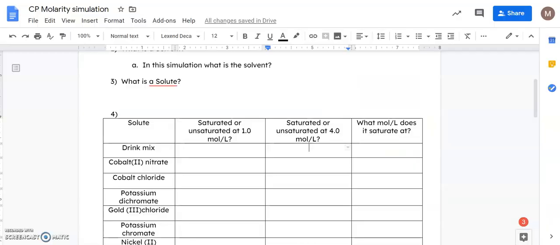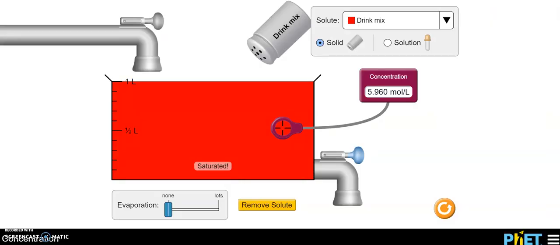So saturated means nothing else will dissolve. So before that, it was all unsaturated, meaning I could continue to add more of that solute, which in this case is drink mix, until it gets saturated, because any more that I add, if I were to add a little bit more of this, is going to just fall to the bottom. No more can dissolve, and that's what saturated means.